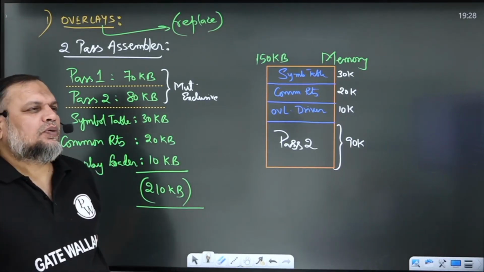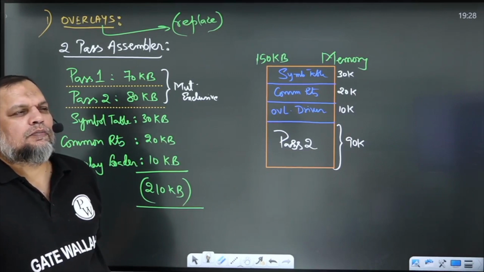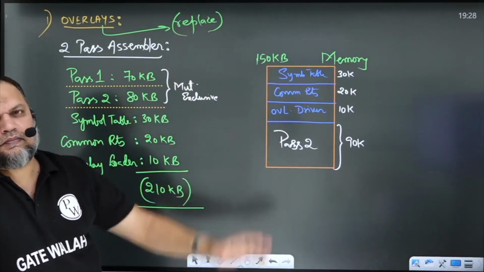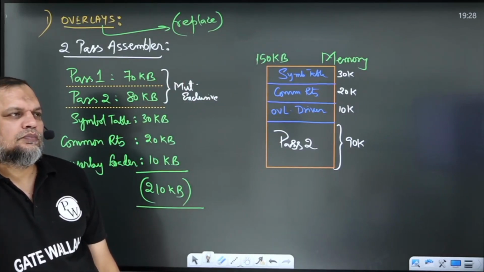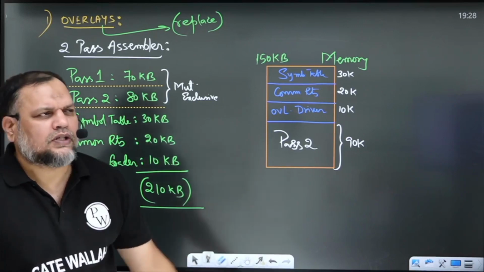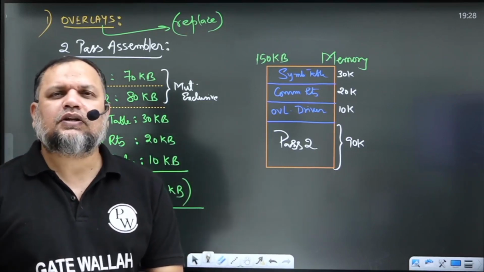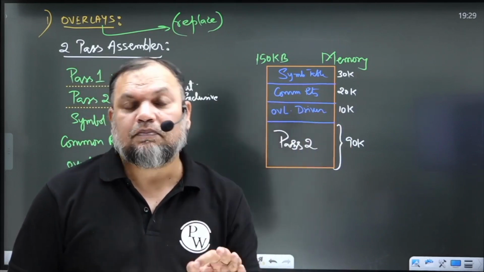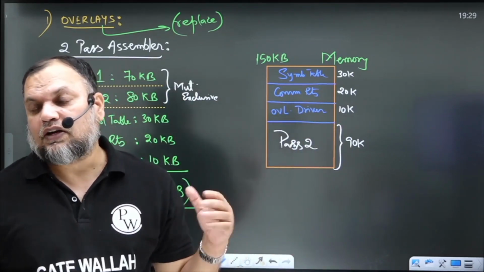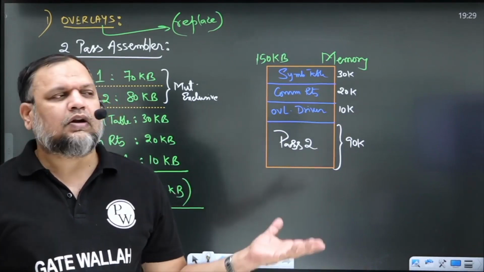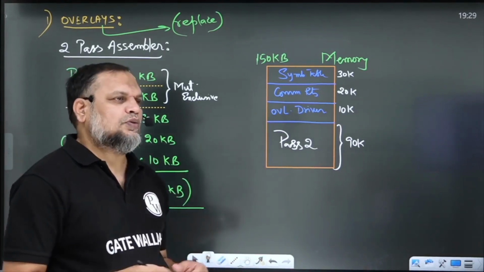Overlaying is possible only when the program is divided into modules and the modules are mutually exclusive, independent. Then I can overlay. That's a simple concept. But as I have been telling you, the limitation is that this is possible only when the modules are independent. If the modules are dependent, then we are hopeless. We cannot do overlay. So that's the limitation of overlay.